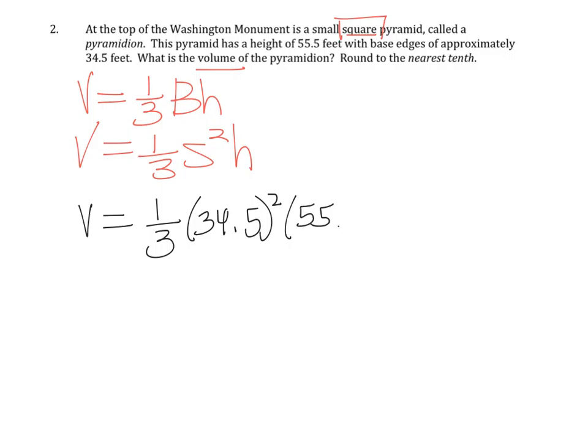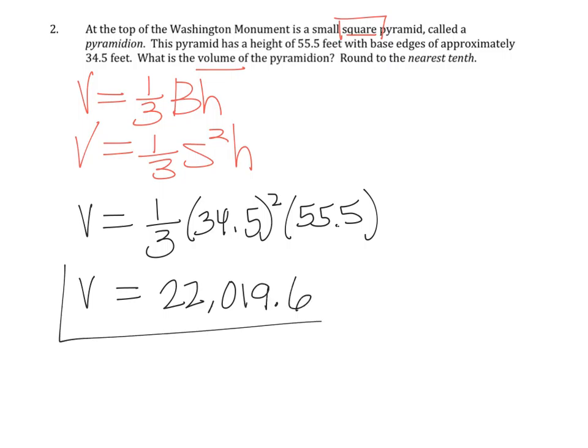I didn't like the way I wrote that number, so I'm just rewriting it. If you put this whole thing into the calculator, you're going to get a product of 22,019.6 for the tenths place.